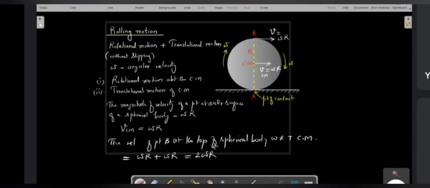Okay, so thus in case of a spherical body rolling over a horizontal surface, the velocity of the topmost point of the body is going to be maximum with respect to center of mass. The velocity of the point of contact will be 0 with respect to center of mass, and the velocity of center of mass itself is omega into r. Okay, so if you look, as you go above, the velocity of every point is going to go on increasing. Alright, so this is about.